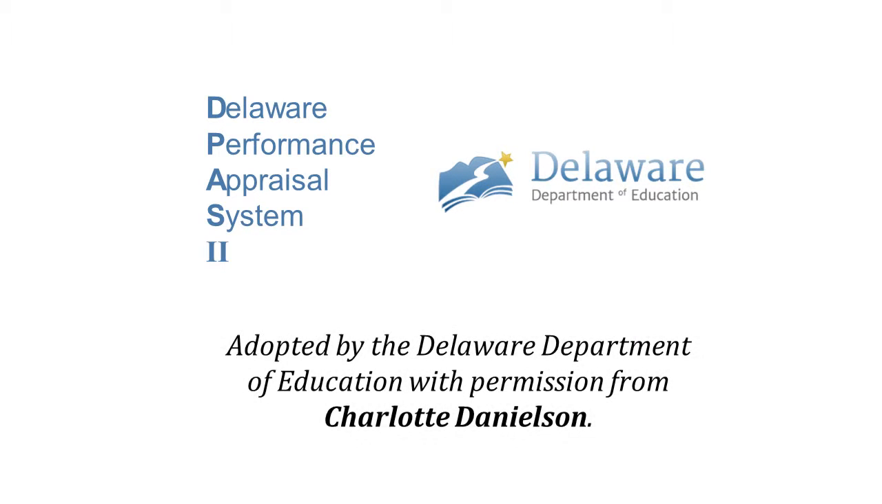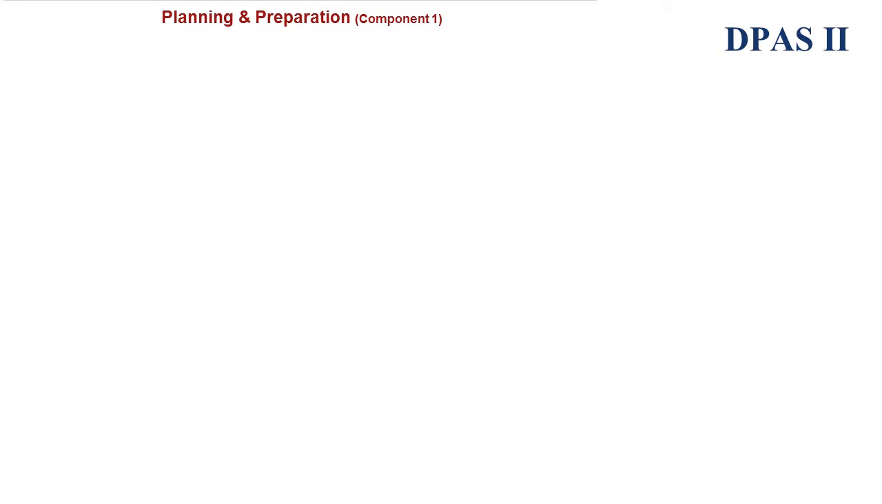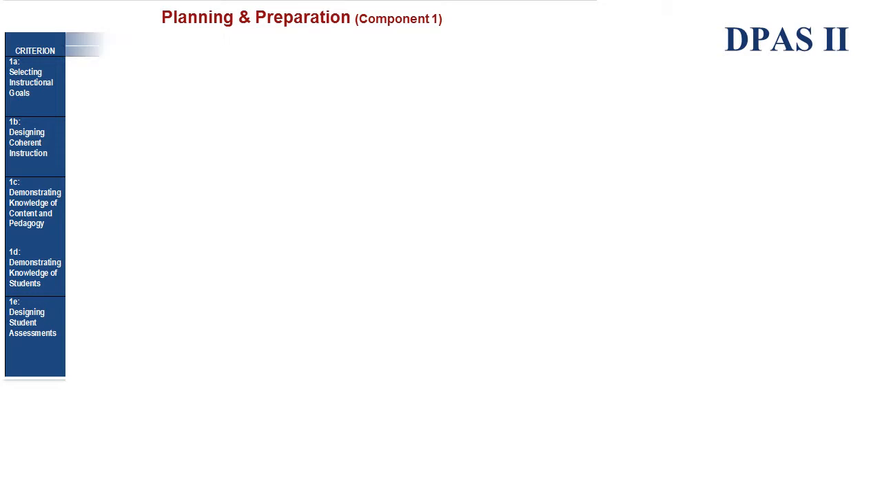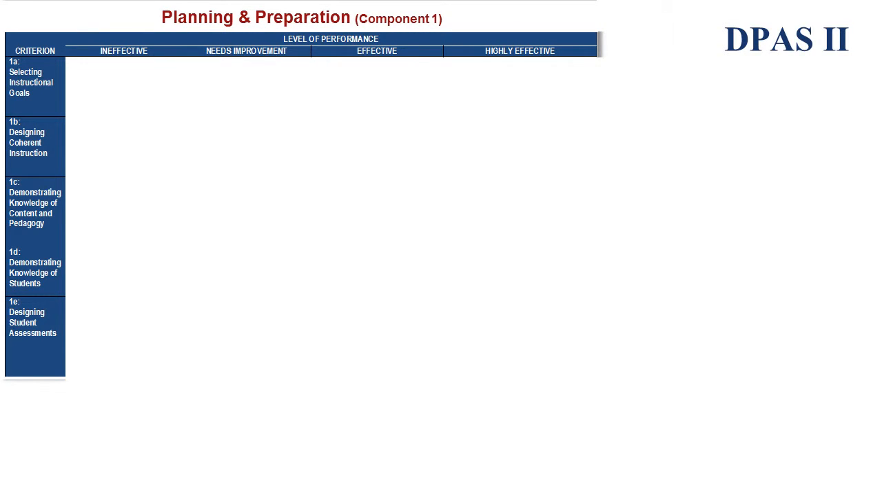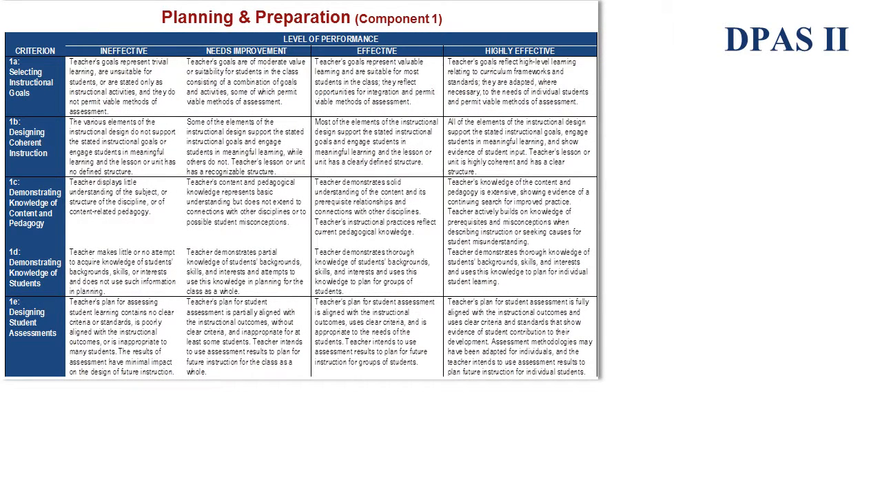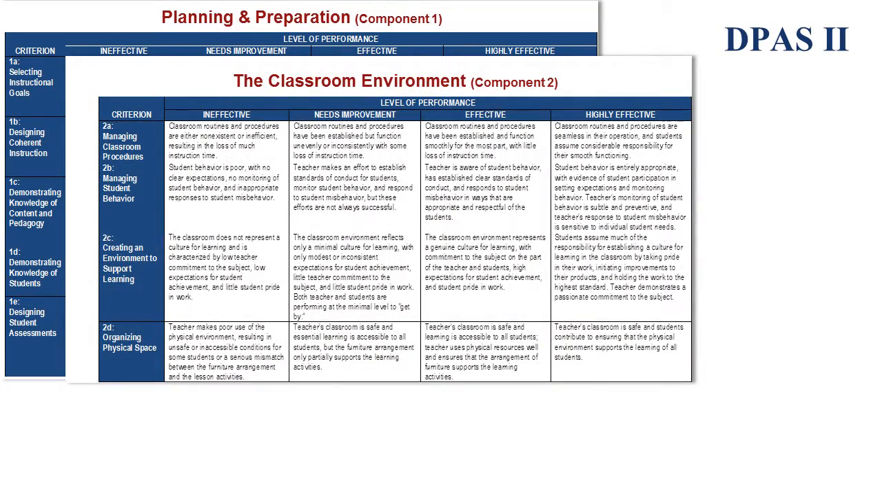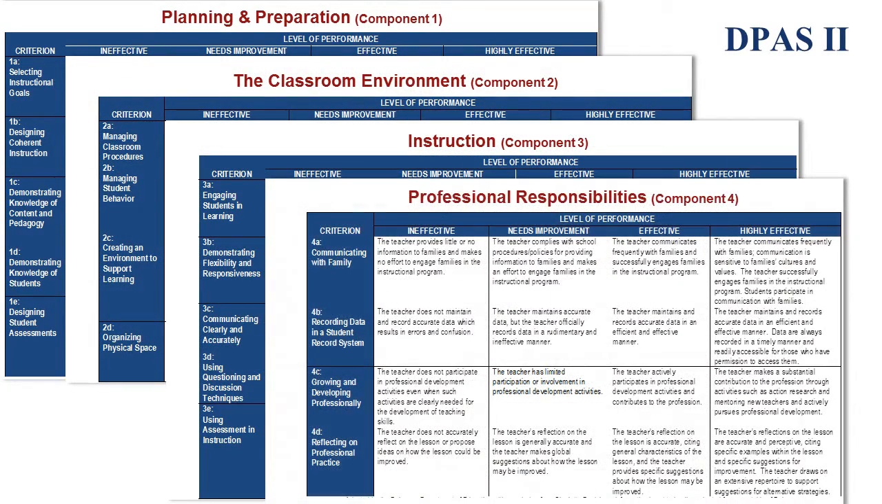One way to take a look at the impact on teacher performance is through the lens of the Delaware Performance Appraisal System, provided by the Delaware Department of Education and through the work of Charlotte Danielson. Each of the four initial components of the DPAS 2 rubrics has criterion and level of performance. The four components include planning and preparation, the classroom environment, instruction, and professional responsibilities.